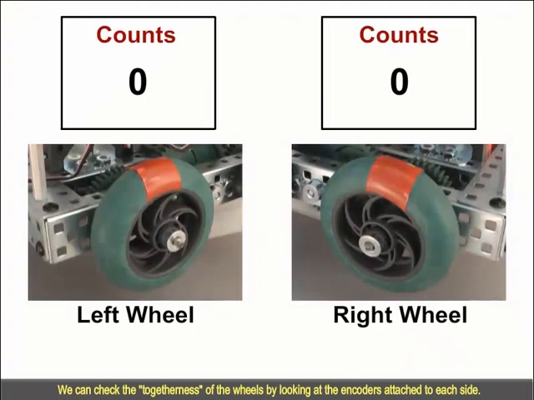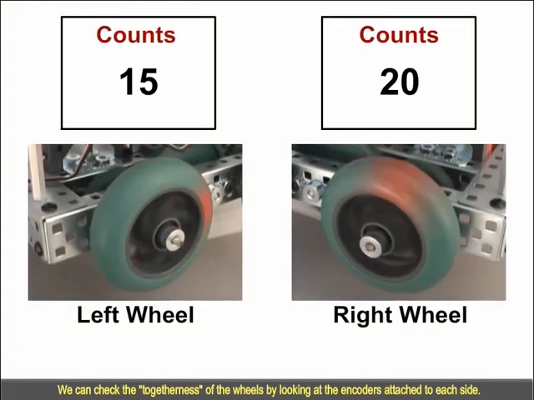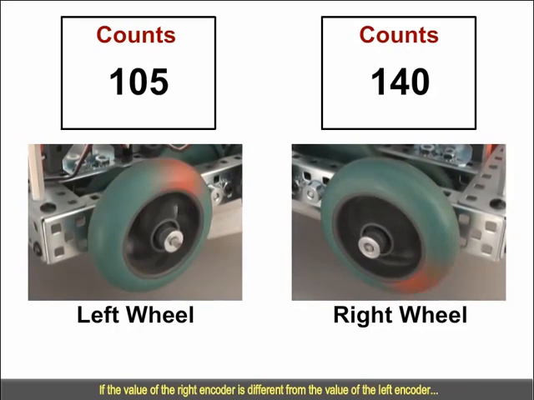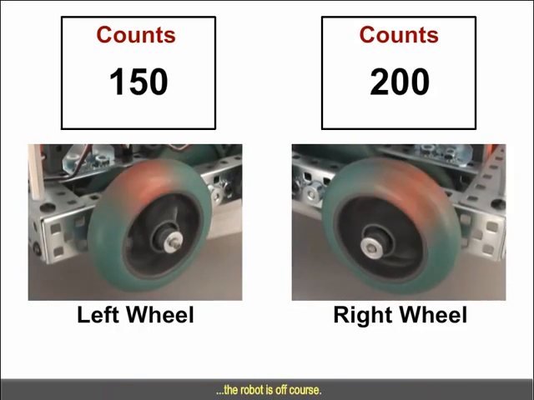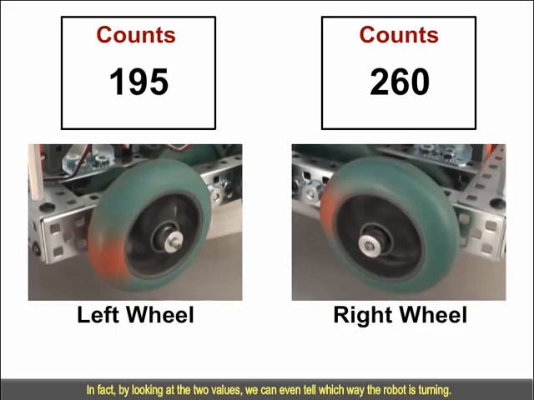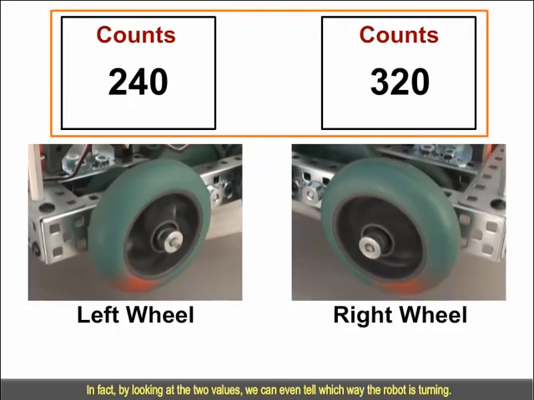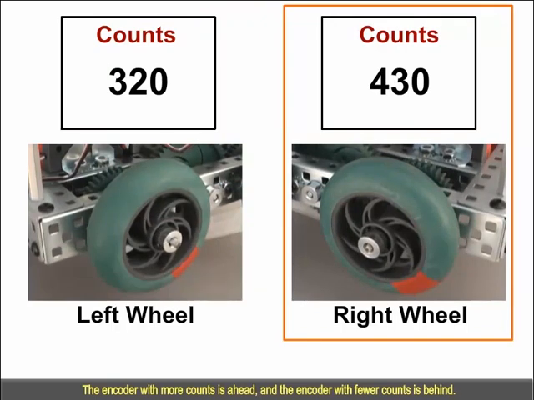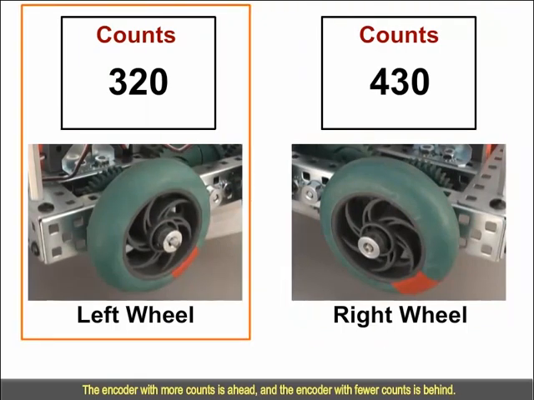We can check the togetherness of the wheels by looking at the encoders attached to each side. If the value of the right encoder is different from the value of the left encoder, the robot is off course. In fact, by looking at the two values, we can even tell which way the robot is turning. The encoder with more counts is ahead, and the encoder with fewer counts is behind.